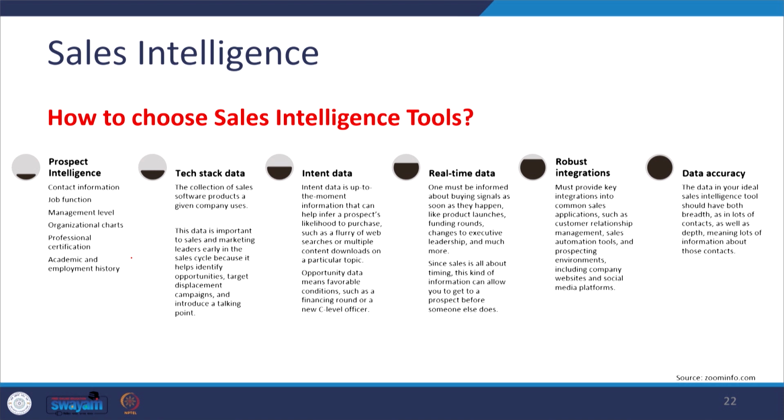Once you are aware of what software or technology your customers are using, you can go ahead and see what kind of intent data a particular sales intelligence tool can give us. For example, intent data is up-to-the-moment information that can help infer a prospect's likelihood to purchase, such as a flurry of web searches, visiting a particular white paper or case study, or downloading a particular brochure. It shows that someone is looking for a particular solution.